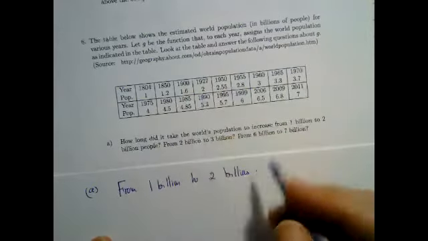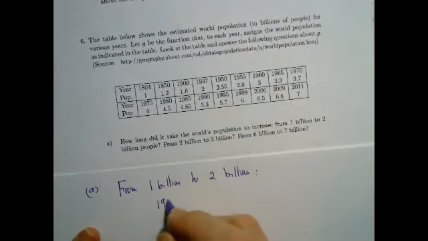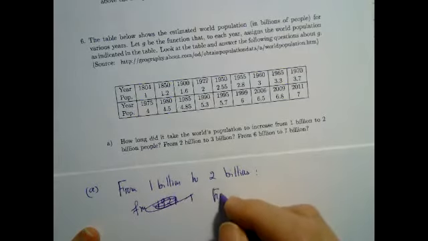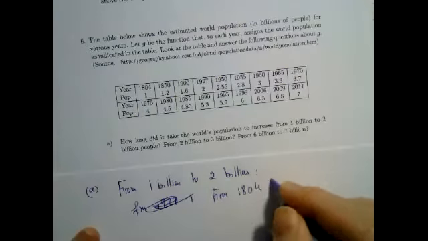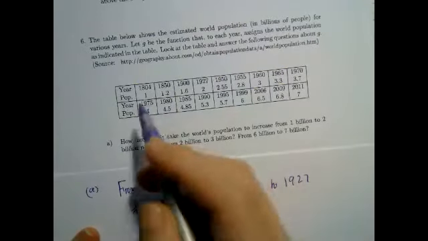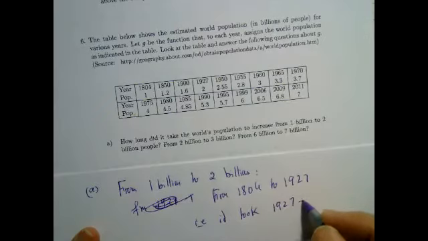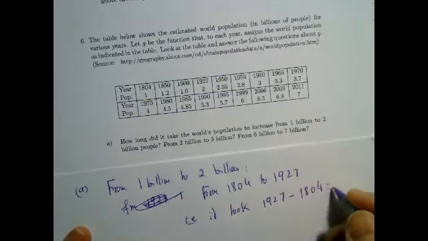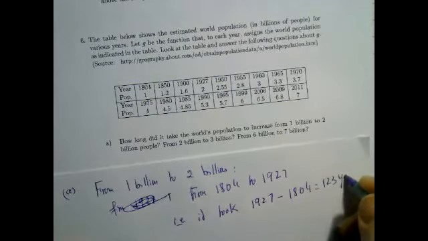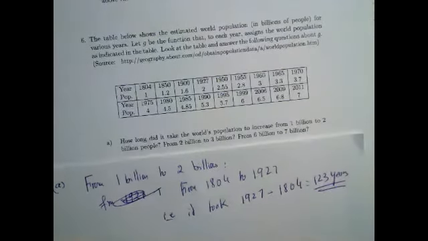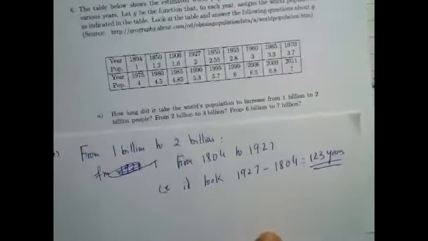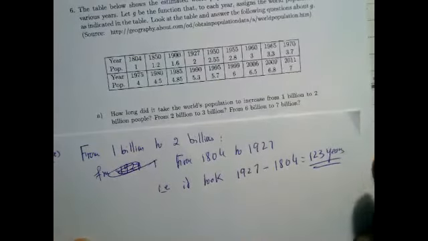You looked at the one that said 1 and the one that said 2. Okay, from 1804 to 1927, it grew from 1 to 2. It means it took the difference, which is 123 years. So at the beginning, it took 123 years to grow from 1 to 2 billion.